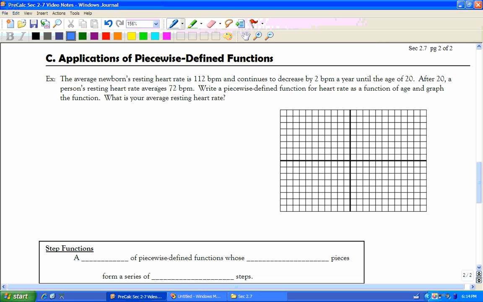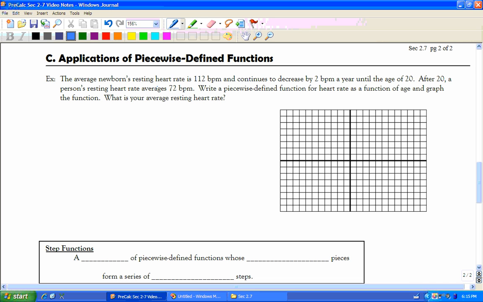Okay, some applications of piecewise functions. We have a word problem. It says the average newborn resting heart rate is 112 beats per minute and continues to decrease by 2 beats per minute a year until the age of 20. After 20, a person's resting heart rate averages 72 beats per minute. Write a piecewise defined function for the heart rate as a function of age, and then graph the function. And once you have that, what is your average resting heart rate?